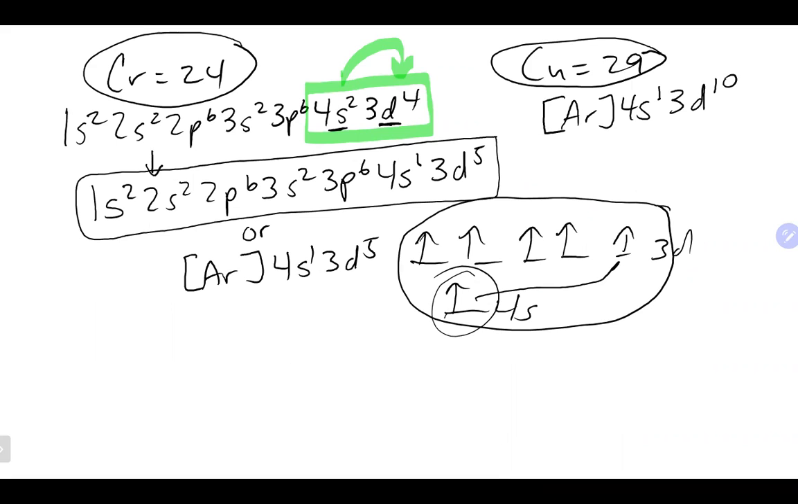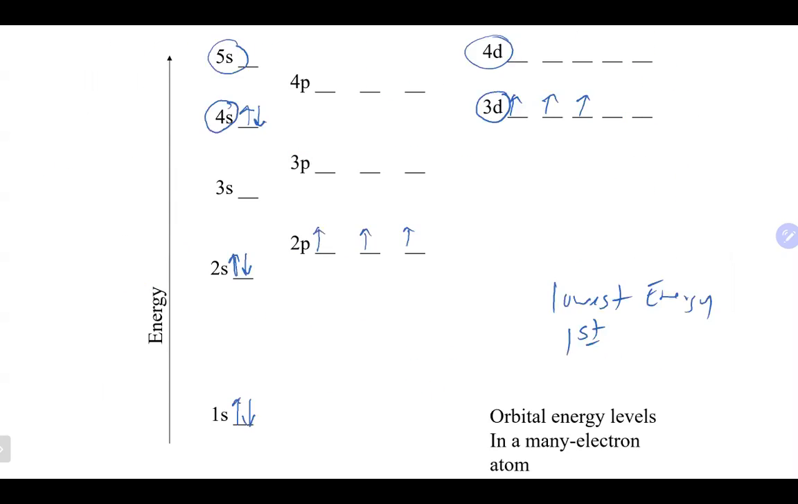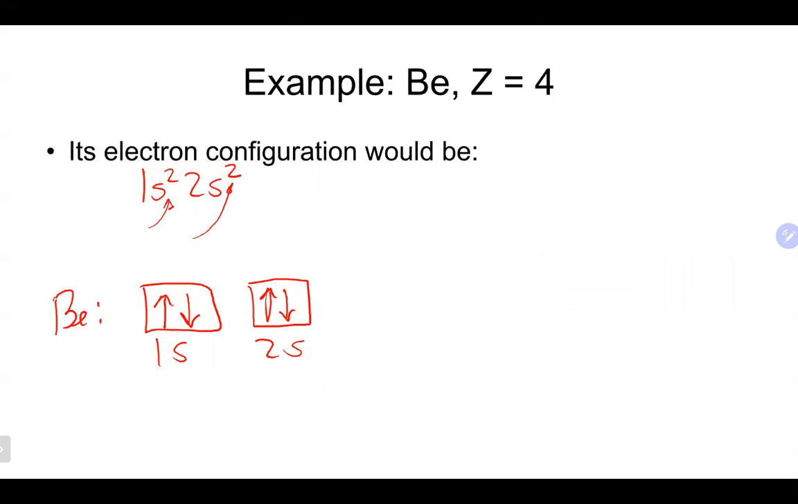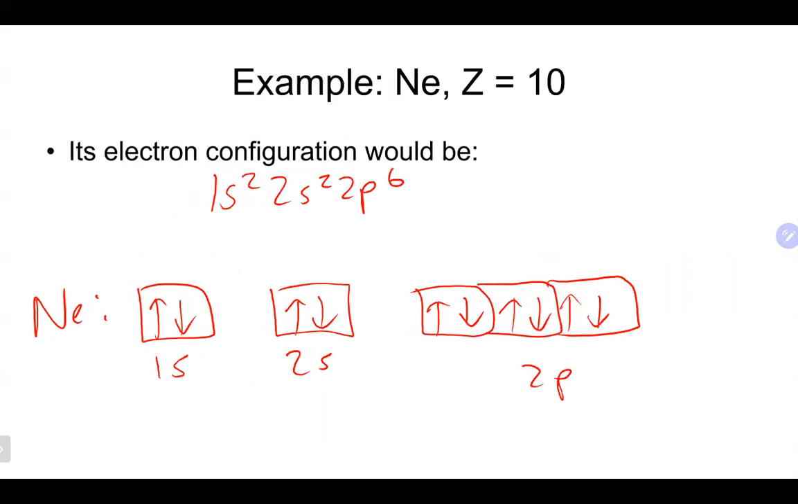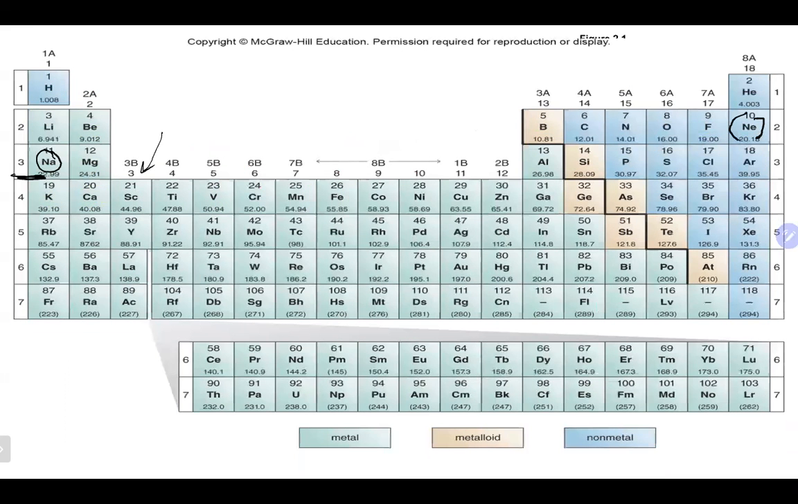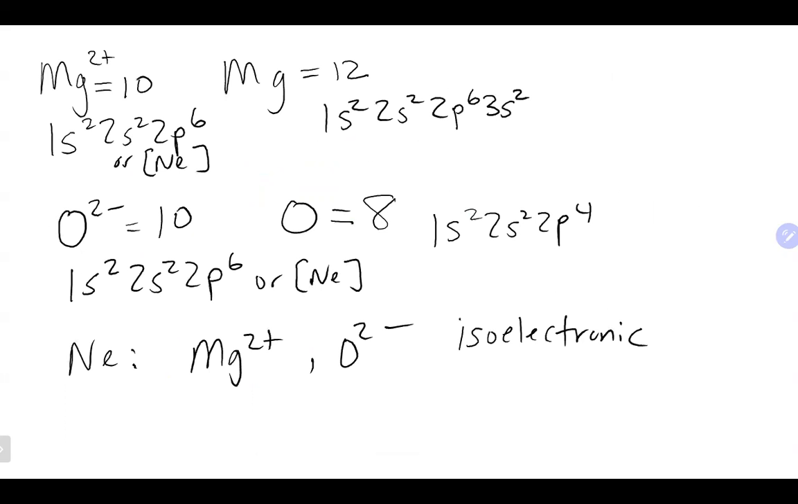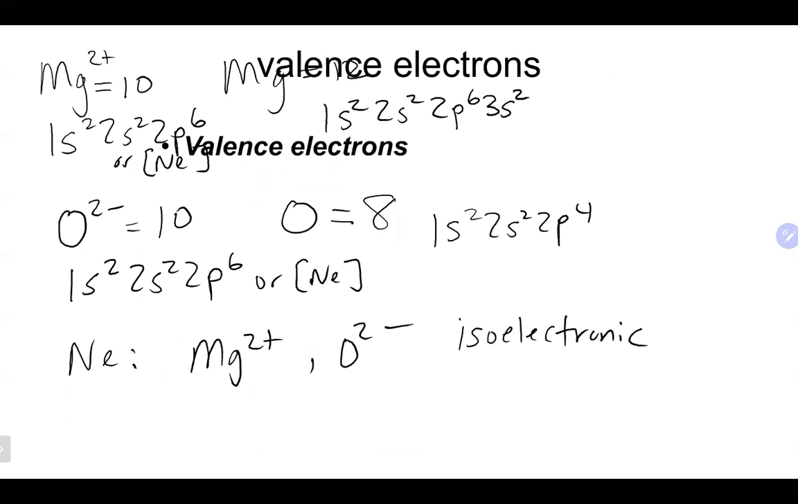Other questions? Okay. So we got that. Obviously you need to be able to write electron configuration. You need to be able to draw little orbital diagrams. You need to be able to write it for things that are neutral and things with charges as well. Any questions on how to do any of those things?